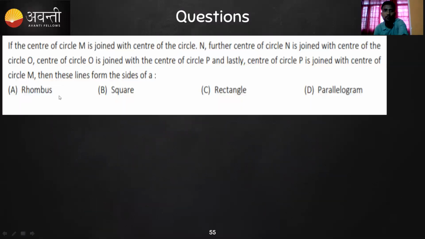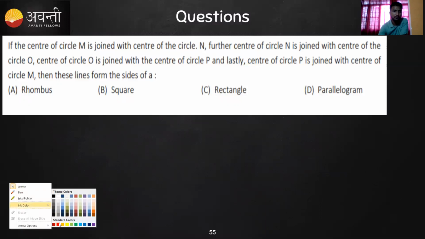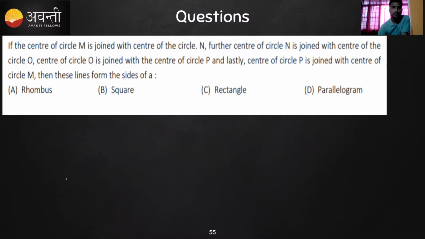Okay, now quickly move to the next question, what is it saying? This is very simple. It is looking like a very big one, but it is very simple. So it is saying that if the centers of the circles are joined, and here I think the equation is missing, I'm just writing this equation. Circle M is nothing but x square plus y square is equal to 1.